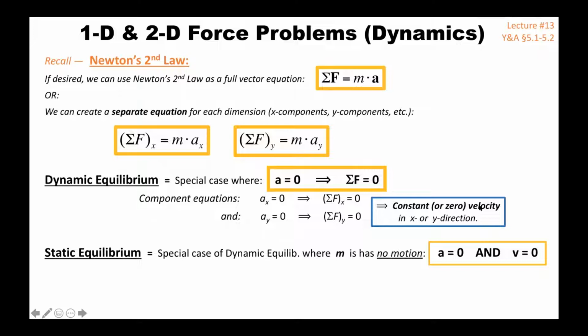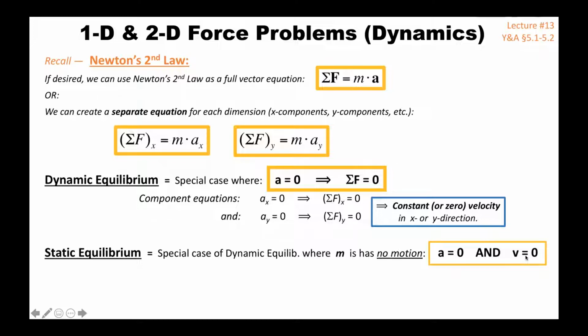It is possible for that constant value to be a zero value, in which case we have the special case of rest, and that has its own name. We say that that particular special case of when the mass m is continuously sitting at rest is called static equilibrium. So it's just a special case of dynamic equilibrium. And as you can see, there's nothing new that we can plug into Newton's second law in this case. Static equilibrium, dynamic equilibrium, they both tell us that the acceleration is zero, and therefore the sum of the forces is zero.